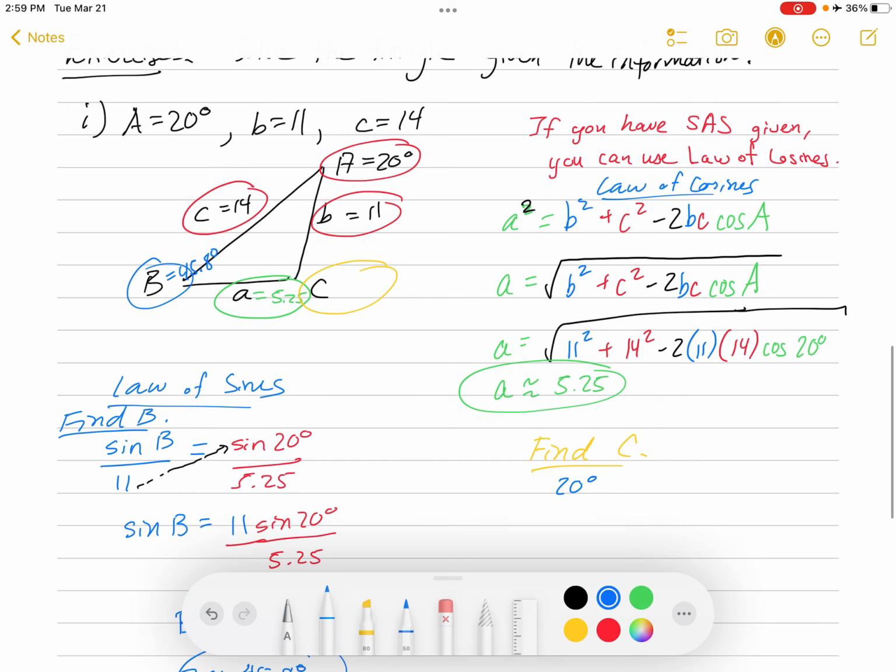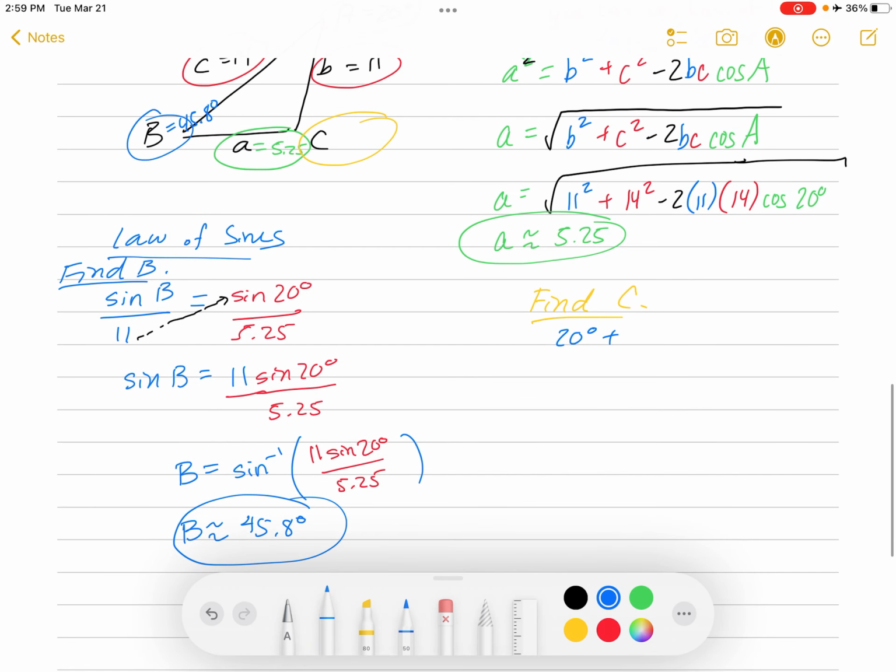So we know two of the angles, right? We know 20 degrees is A. We know B is 45.8. And we don't know big C, but we know everything adds up to 180. So 65.8 plus C equals 180. I'm going to take C to be 180 minus 65.8, and when I do that, I get 114.2 degrees.